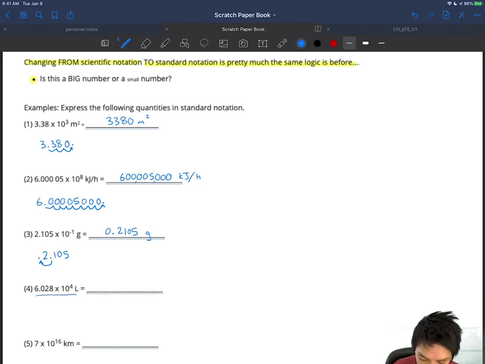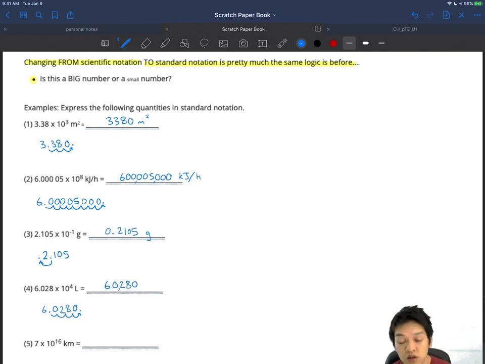Okay, let's see. Fourth example, we have 6.028 times 10 to the 4. This is a big number because we have a positive exponent, meaning we're going to be moving our decimal place to the right this time, and we're going to be moving it 4 total times. 1, 2, 3, 4. So there's a new decimal place. There's 1, 0. 60280. Now I can throw in the comma. It's 60,280 liters.